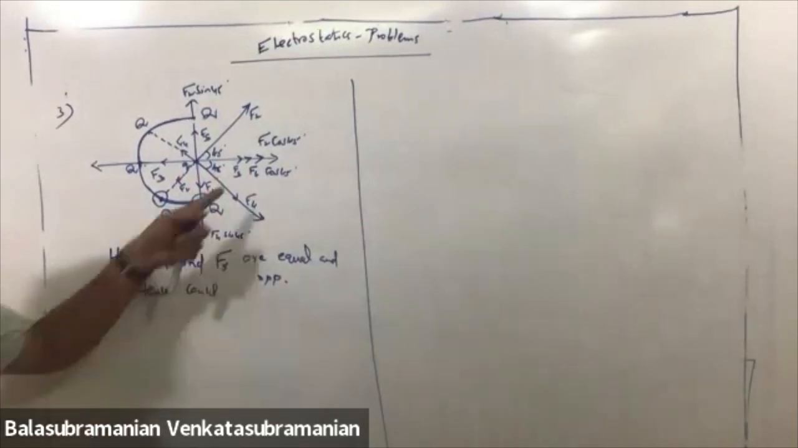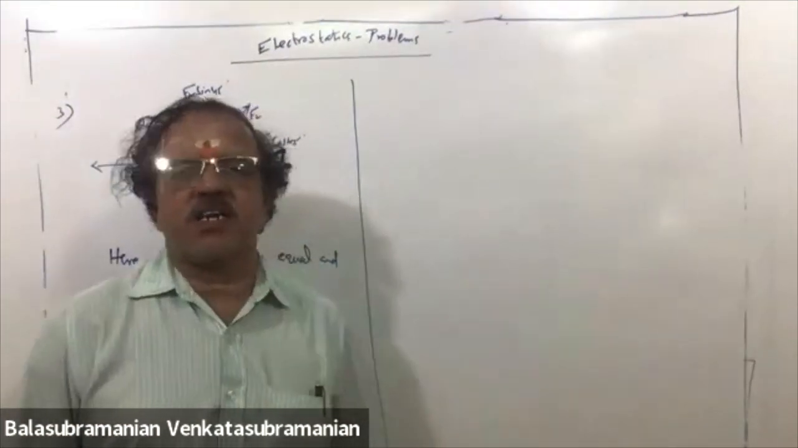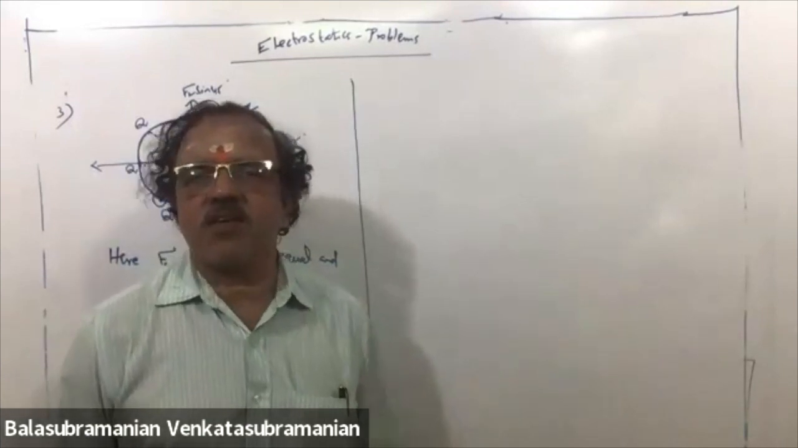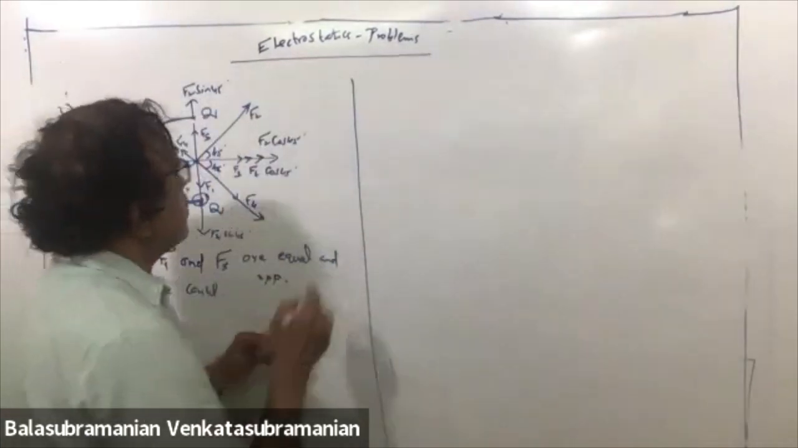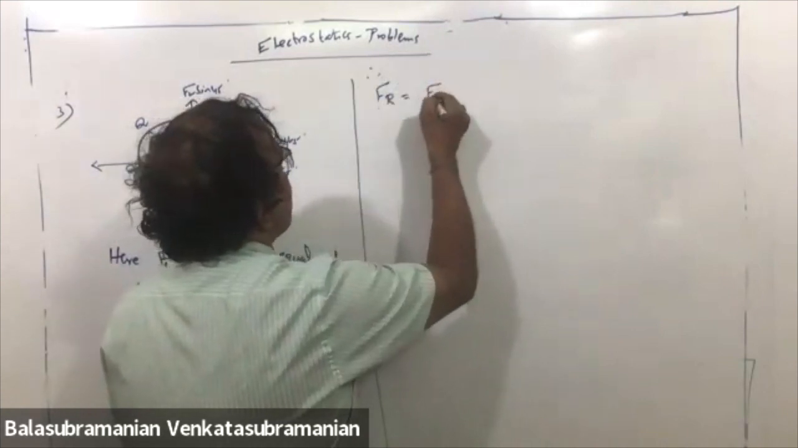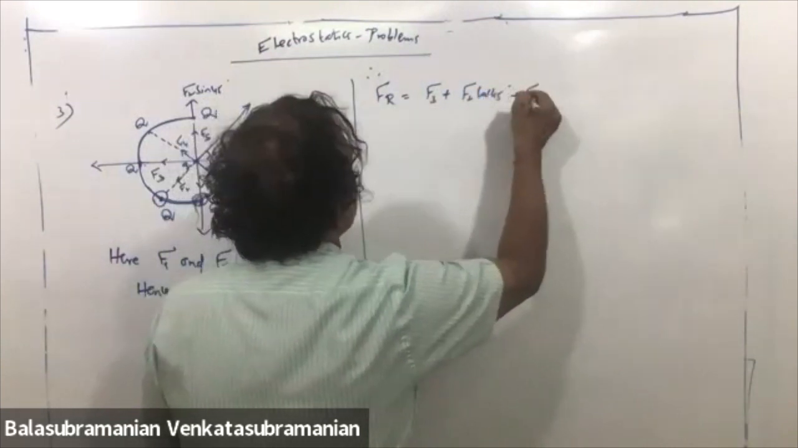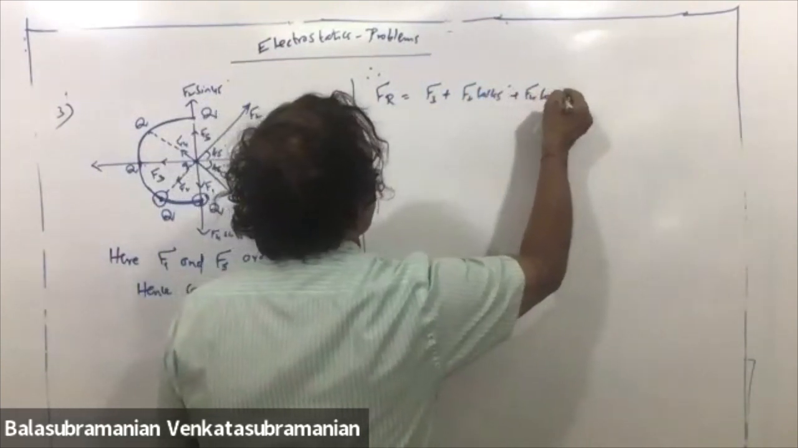So right hand side, positive x-axis alone, you are getting the resultant here. Resultant force only you have to calculate. Fr will be F3 plus F2 cos 45 plus F4 cos 45.